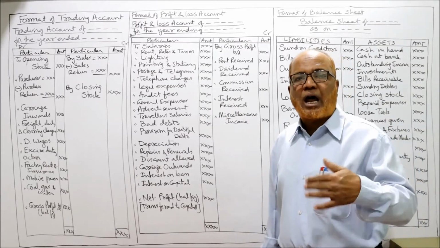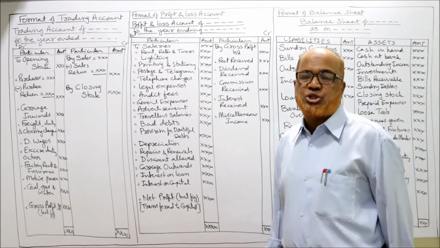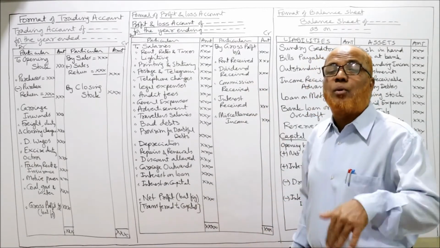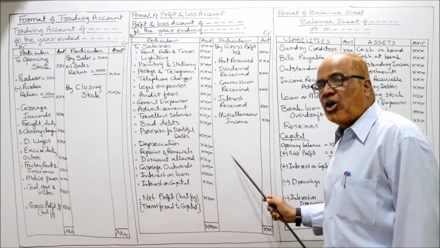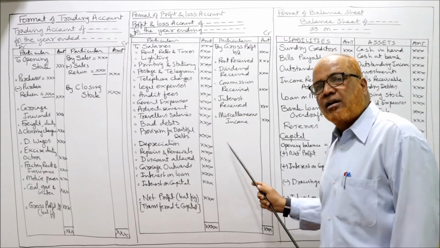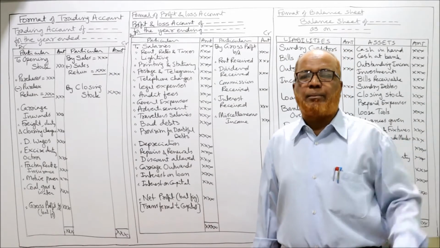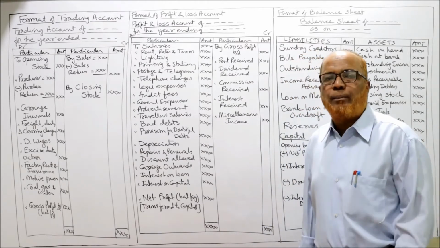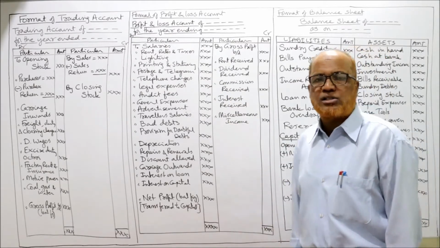This net profit will be transferred to capital account. It will be added to capital account in the balance sheet. Suppose, example, if debit side is more and credit side is less, you will get net loss. Here on credit side, you should write by net loss, balancing figure, transferred to capital. Whether it is net profit or net loss, it will be adjusted in capital. Net profit will be added to capital and net loss will be deducted from capital. That's it. This is the end of profit and loss account format.